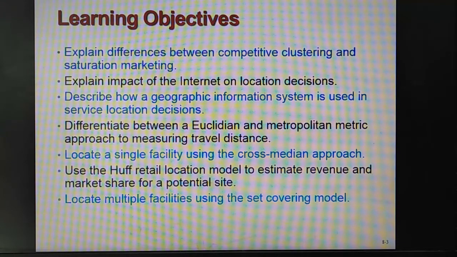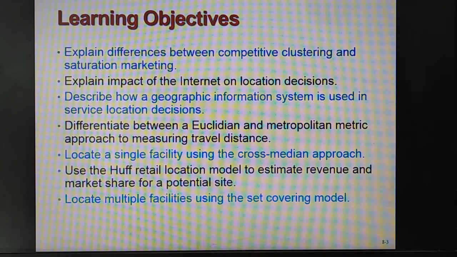Next, you have to be able to describe how the GIS system is applied in ensuring service allocation for making a decision. And also differentiate between the two types of distance measurement, which is Euclidean and metropolitan metrics approach. One is in a single plane, one is based on network.